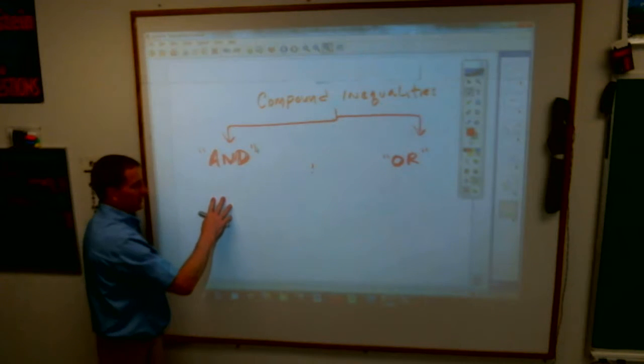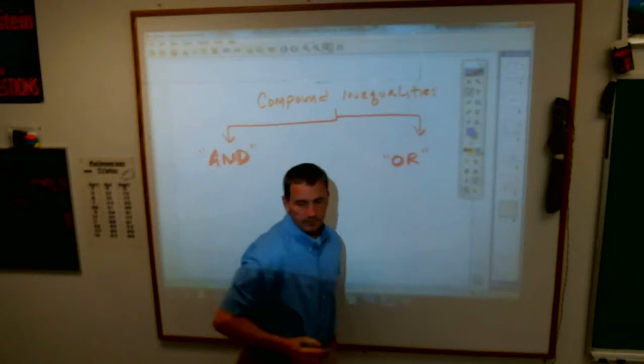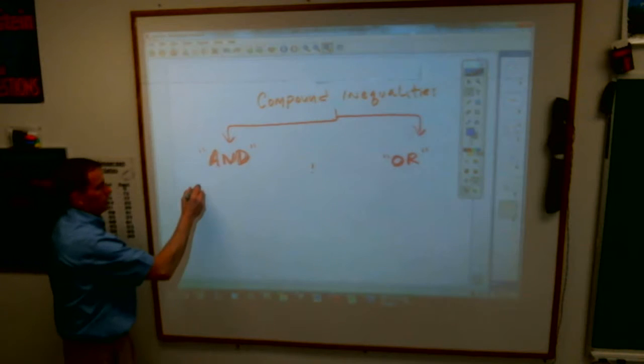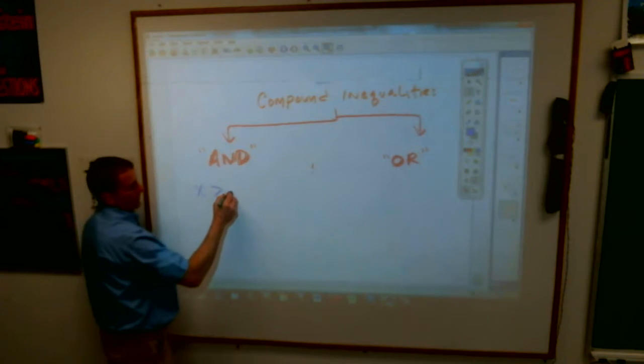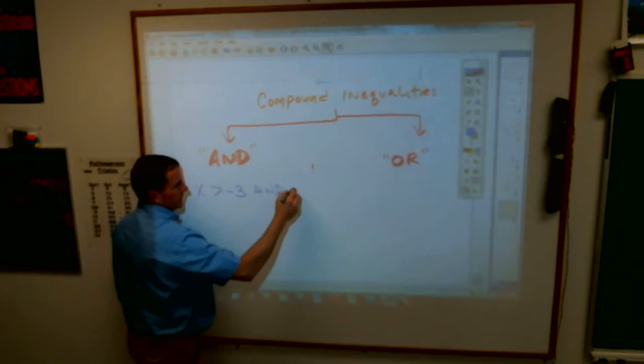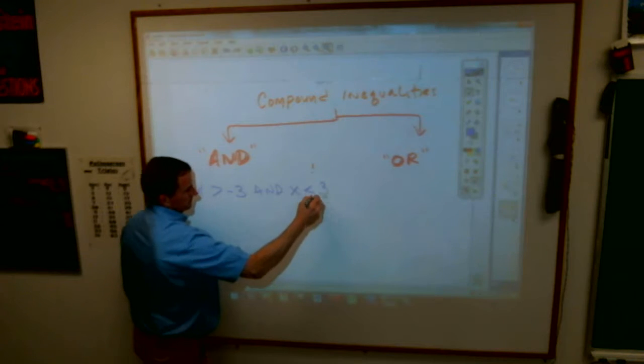First of all, with an "and" inequality, there's two different forms or ways that they show it. Here's one. It could look like this. Let's see, I don't like the one they gave me there. Find me a different "and" one. x is greater than -3 and x is less than 3.